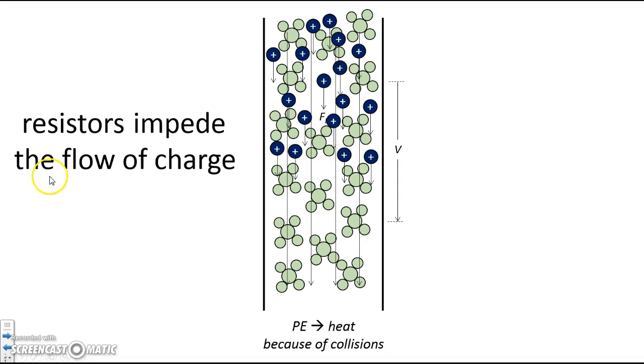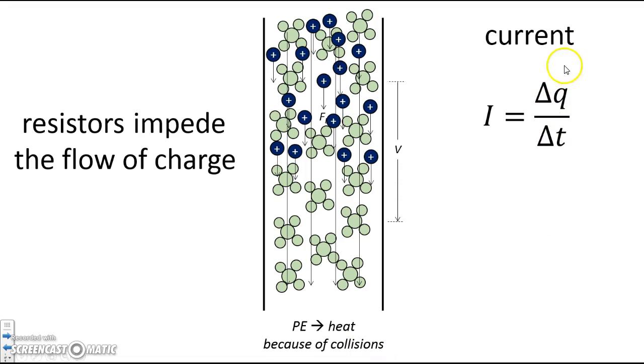And in physics, the flow of charge has a special name. We call it electric current. Current is given the symbol I, and here's the equation. It's the total amount of charge passing by a point divided by the time it took for that charge to pass by.